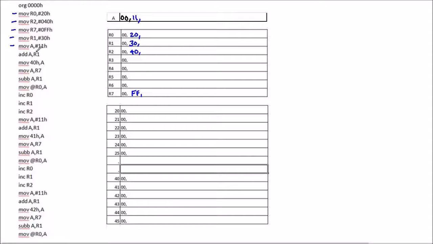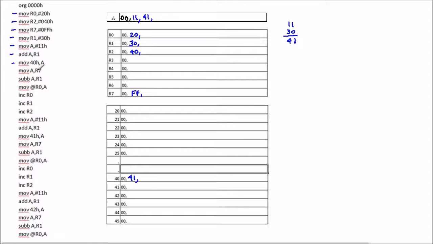So we're going to take the contents of R1 and we're going to add it to the contents of the accumulator. The accumulator has 11 in it. R1 has 30 in it. So we're going to add 30 to the 11 and we're going to end up with 41. So that means I end up with 41 in the accumulator. We're going to take the contents of the accumulator and move it to memory location 40 hex. So down in 40 hex, we're going to see the contents of the accumulator, which was 41.